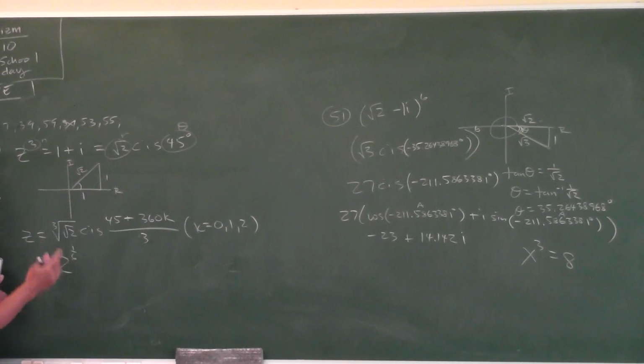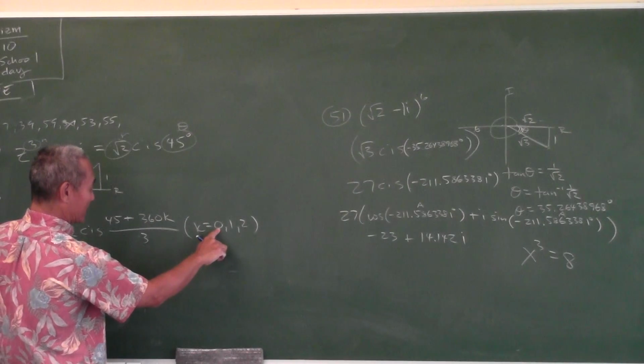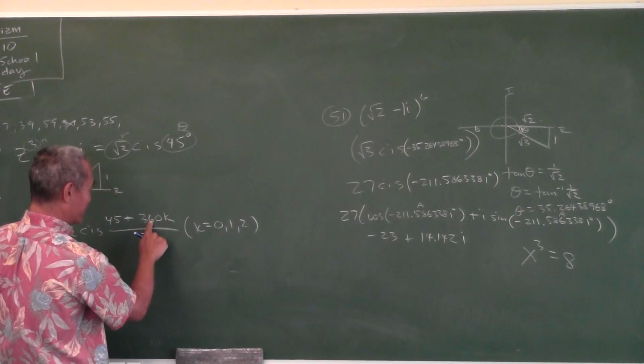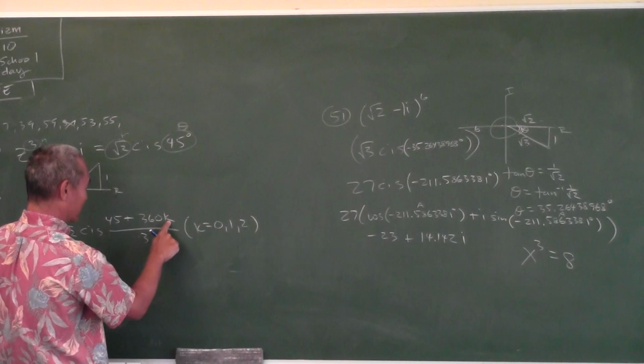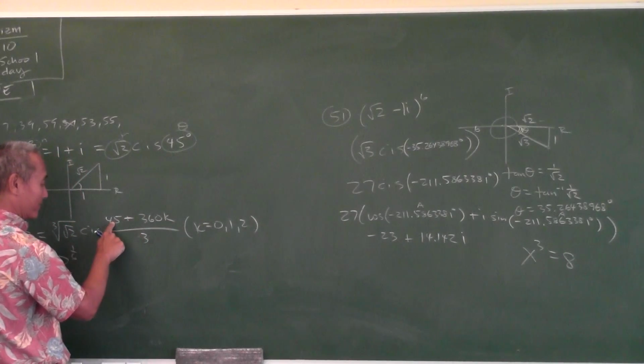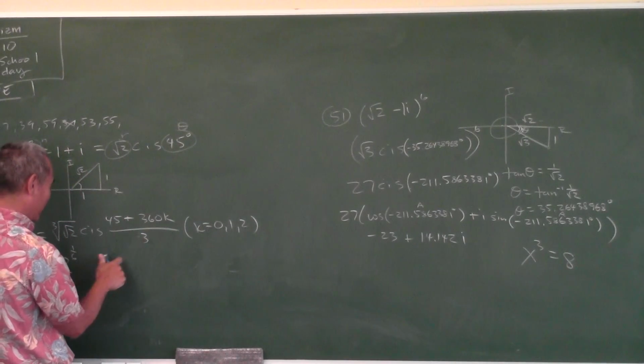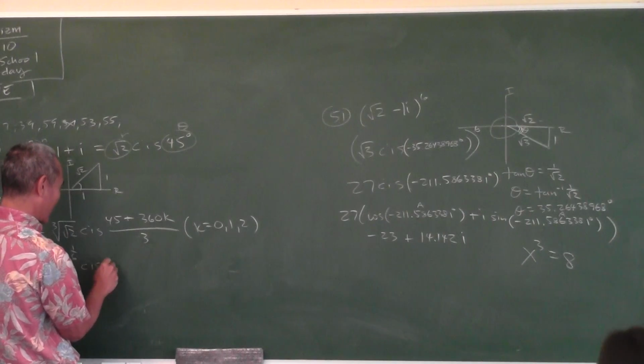Now, to get the first answer, you're going to plug in 0 for k here, right? What is 360 times 0? 0 plus 45, divided by 3? 15 degrees. That's the first answer.